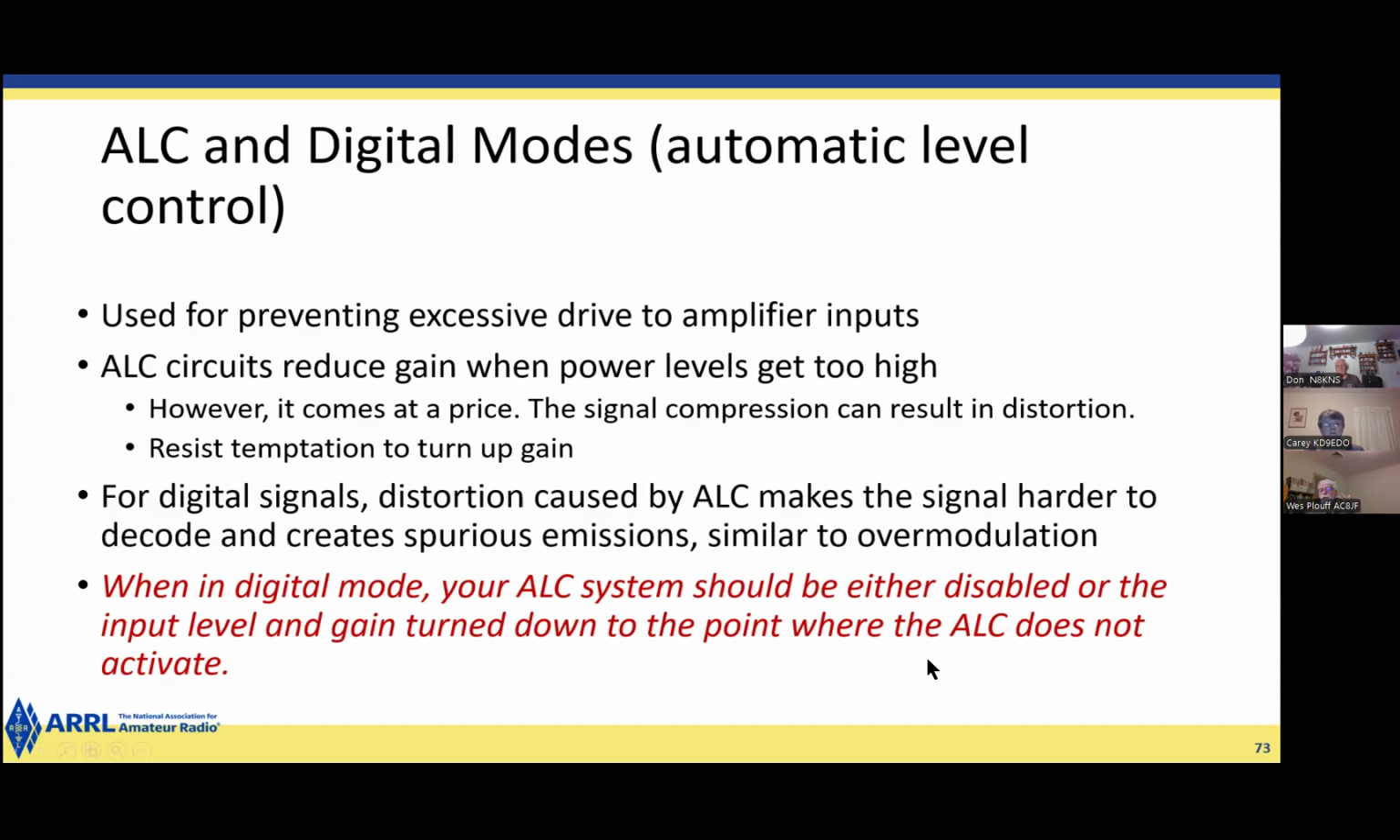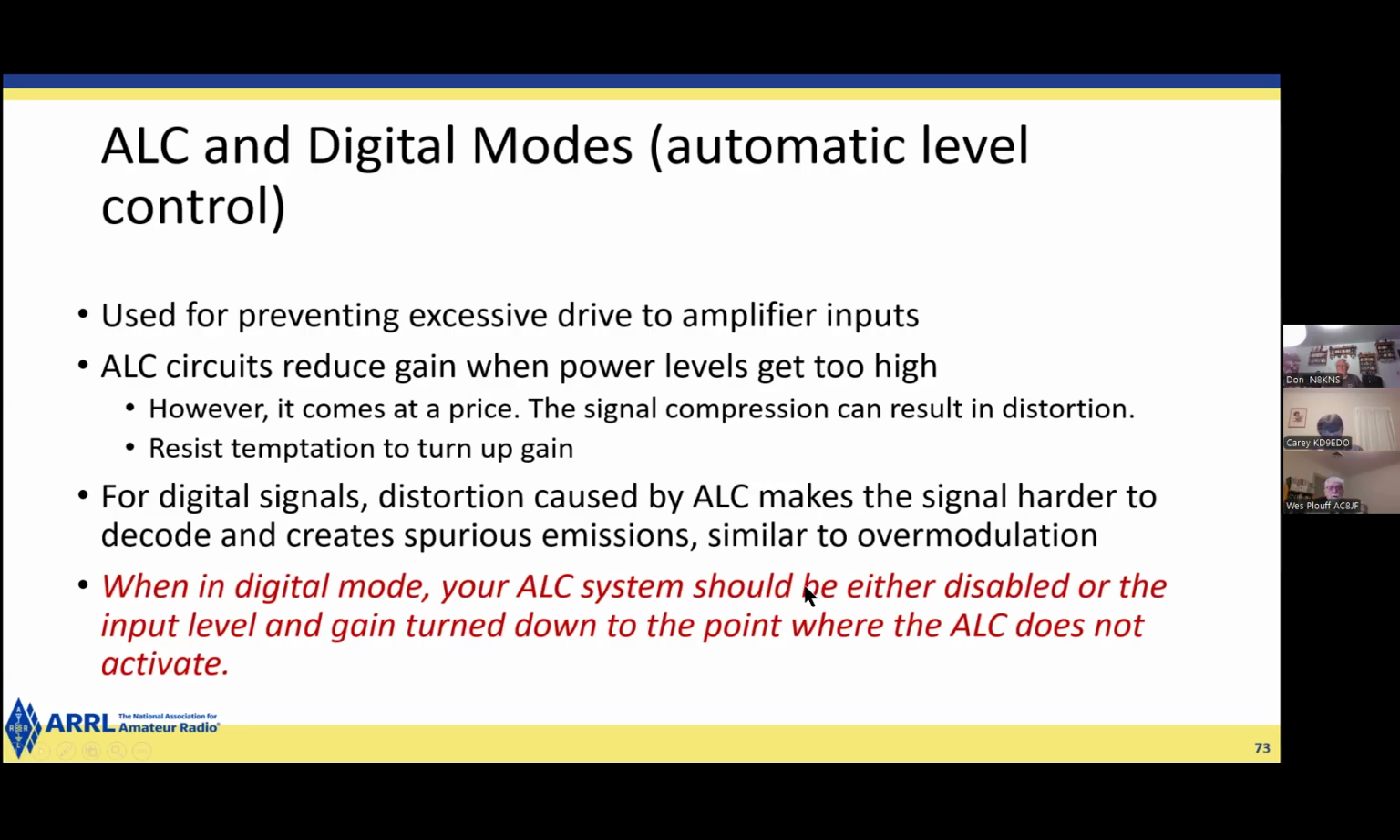And this is a common error where people will forget that. So for a cleaner signal, ALC should be turned off and compression should be turned off, or ALC should not engage, at least based on the level of your signal.